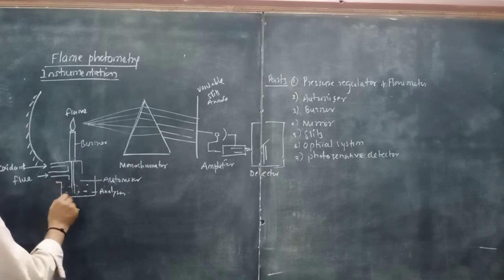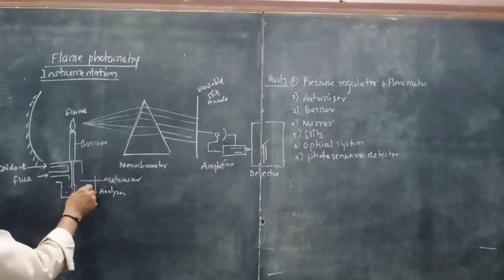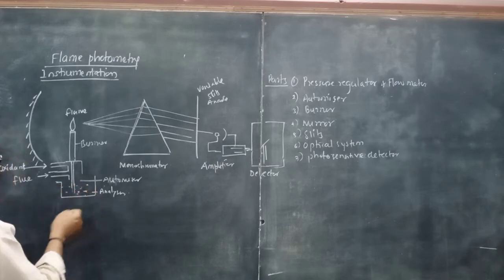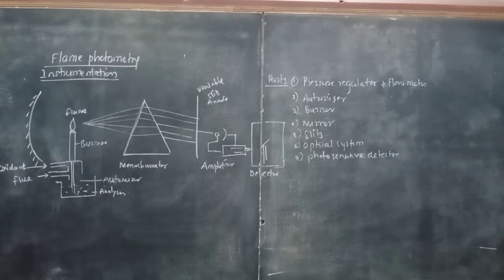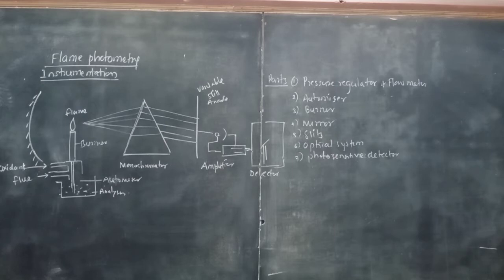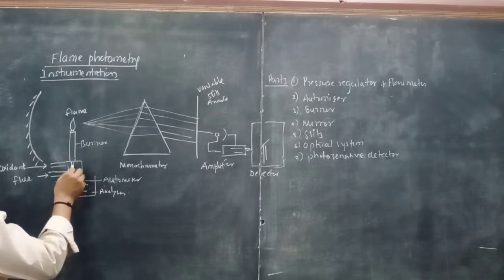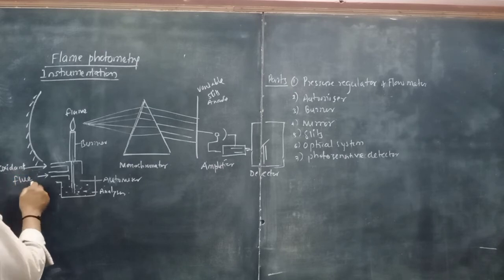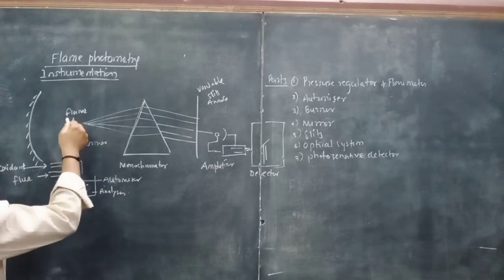The second one is the atomizer, where the analyzer is placed. Analyzer means a beaker containing a solution of the elements or the radicals or a compound of the element. The substance is dissolved in a particular solvent, and that solution is taken in the beaker. Then the atomizer is used to introduce the liquid sample to the flame. Here the liquid sample flows upwards. At the same time, the oxidant as well as the fuel is also moving upwards.